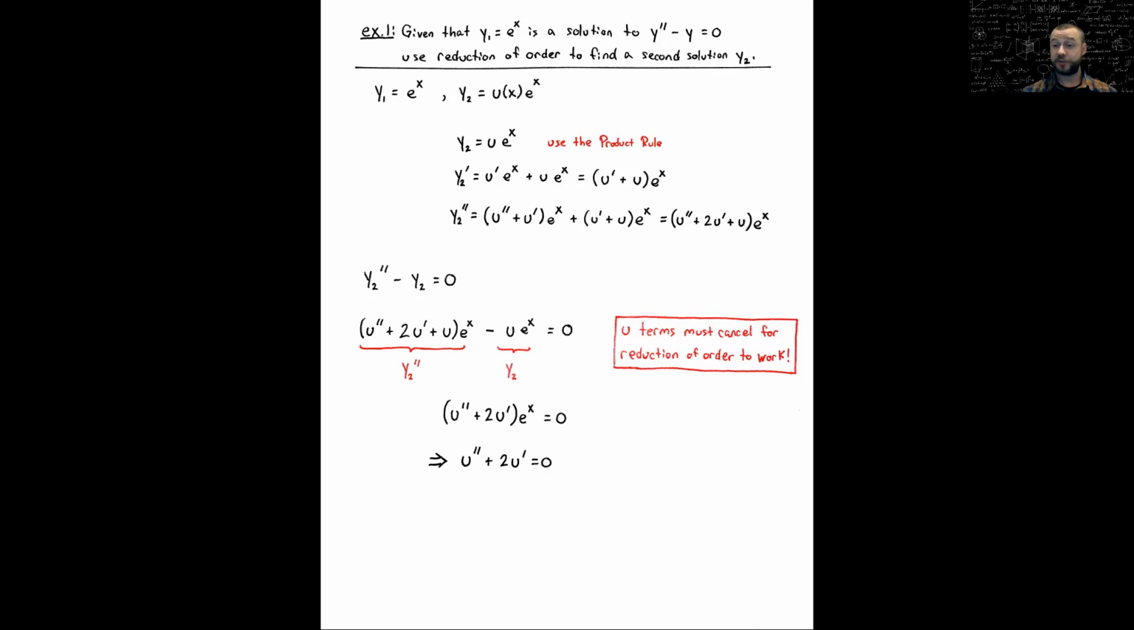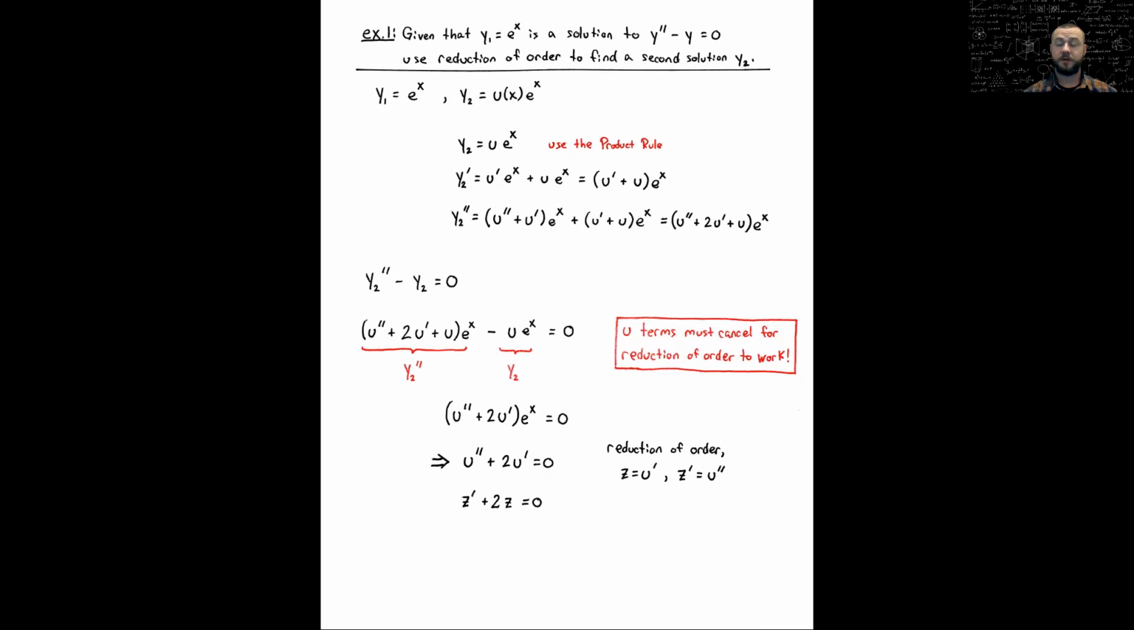We can use reduction of order, z equals u prime, and as a consequence, z prime equals u double prime. And if you plug that in, we get this first order ODE that is easily solved by separation or as a linear ODE. Now you should pause to attempt that. We'll check in about a minute.